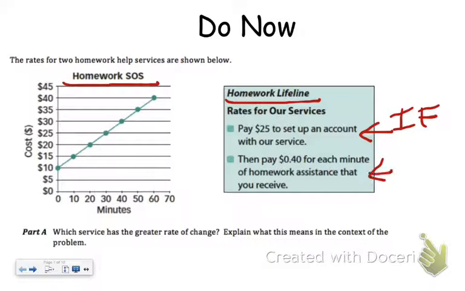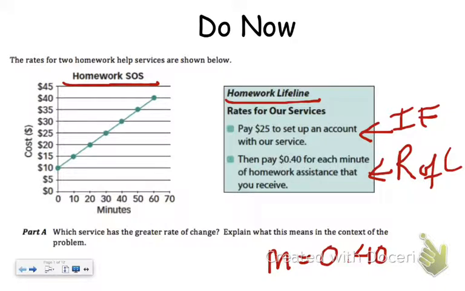So because this is the amount that will be changing, it is our slope, or our rate of change. So for this problem, we have to answer which service has a greater rate of change. Well, we know for Homework Lifeline, our slope is 0.40, or 40 cents for each minute.